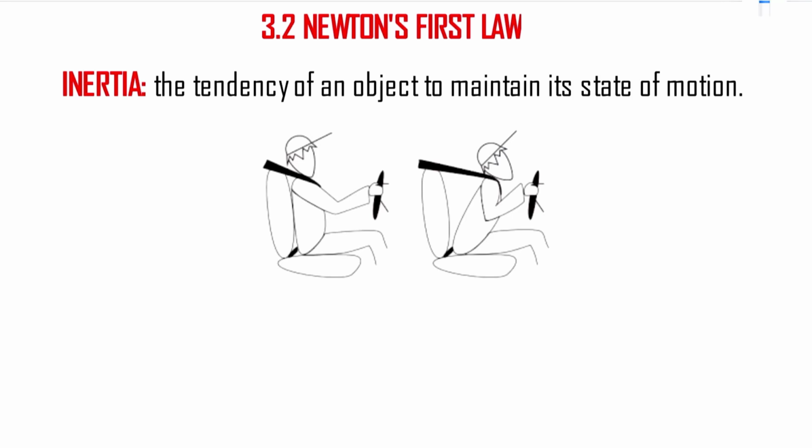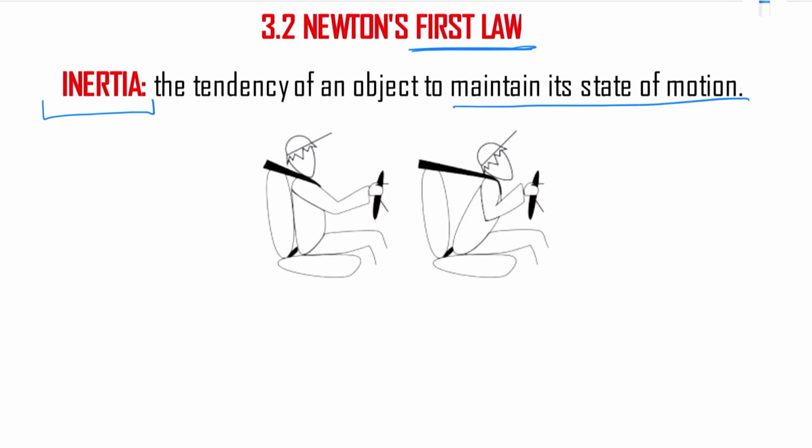Hi everyone. Now we are going to talk about Newton's laws of motion. First one is the first law of motion. Before talking about the first law of motion, let's talk about the important word, that is inertia. What is inertia? It is the tendency of an object to maintain its state of motion.